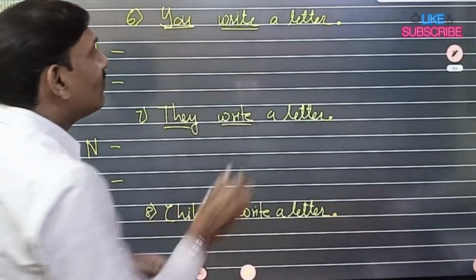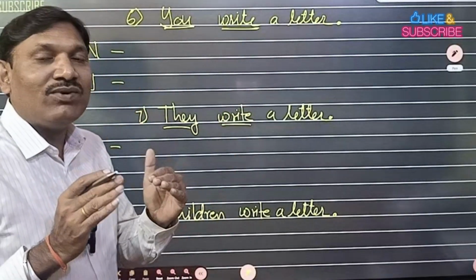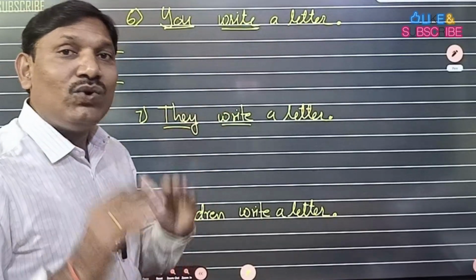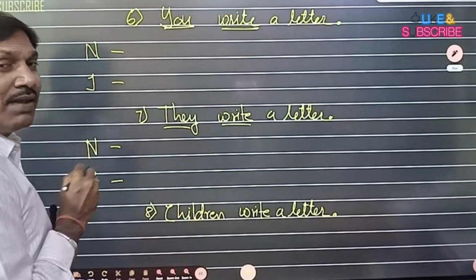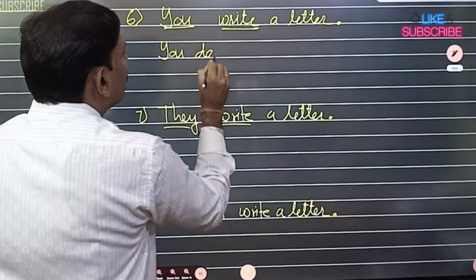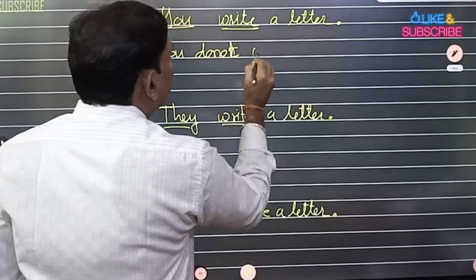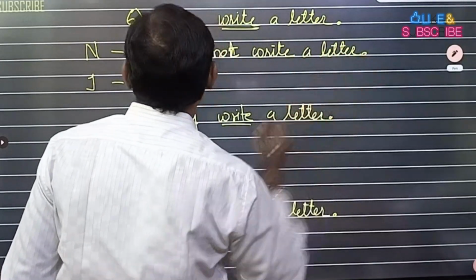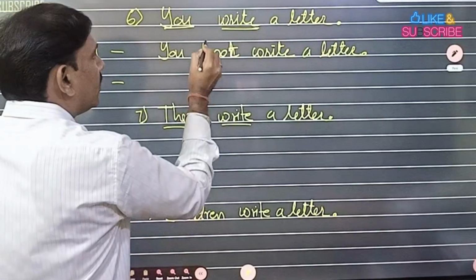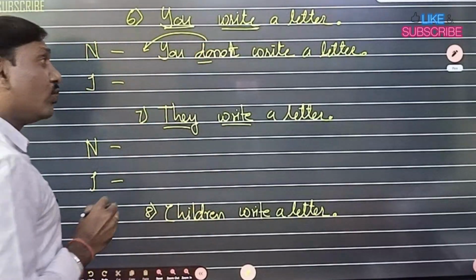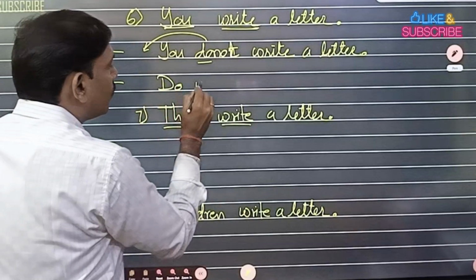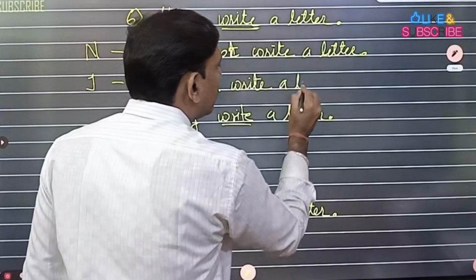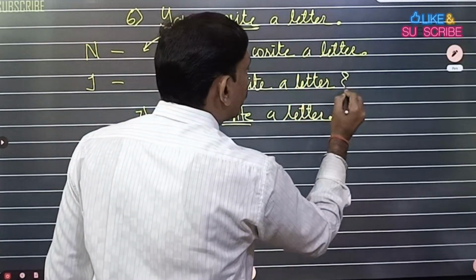Okay, just now I have told you, if the verb takes s form, then does will be used to make it negative. If it doesn't have s form, or s is not added to the verb, then do we have to use to make it negative. So how will it be? You do not write, full stop. Okay, how to make it interrogative? Same one. We have to invert do. We have to bring do in front of the subject. For example, do you write a letter? And question mark.